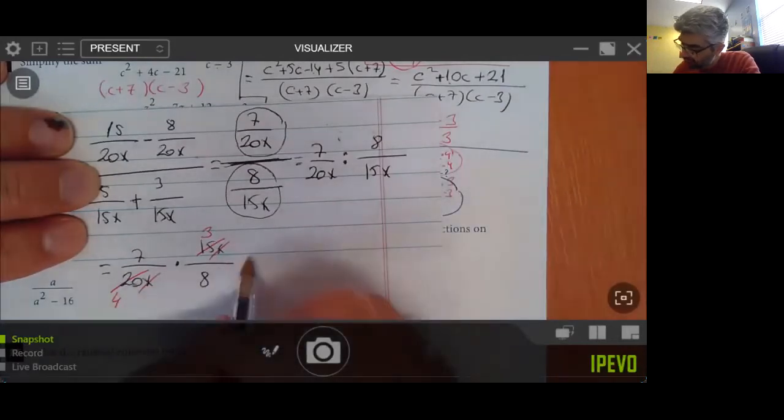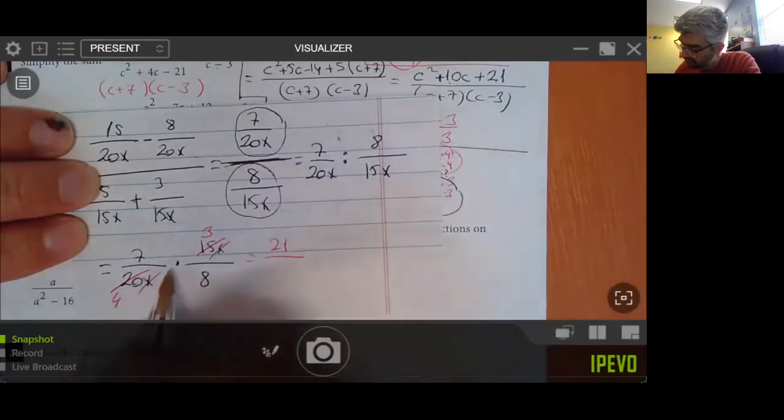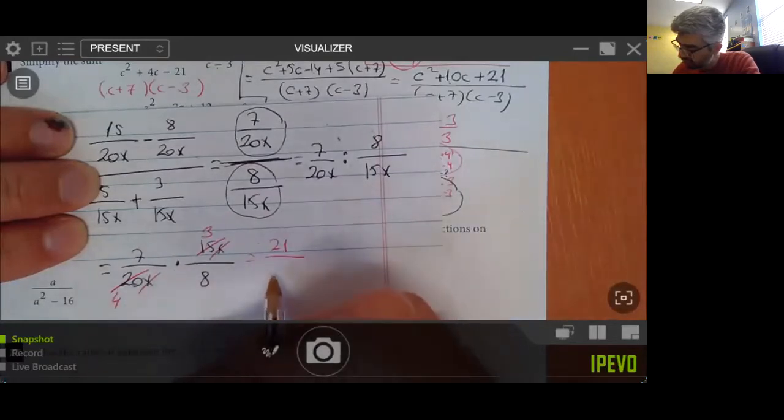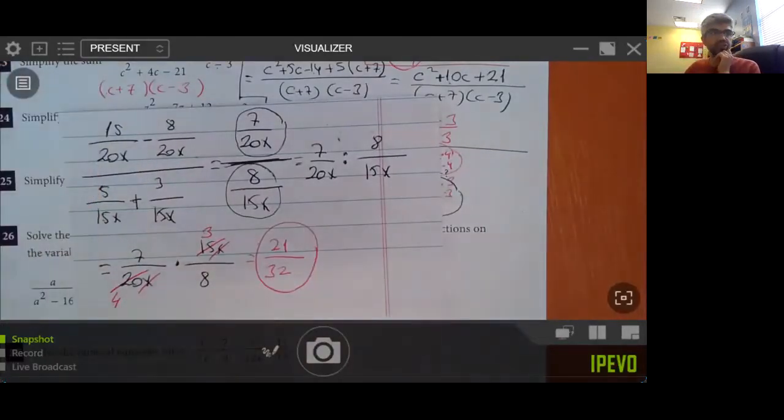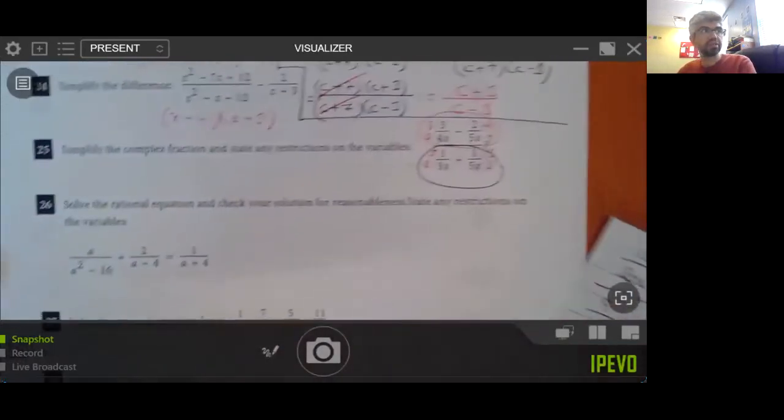Okay, that's it. So 7 times 3 is 21. 4 times 8 is 32. Okay, there is no other simplification here. And we finished the simplification problems.